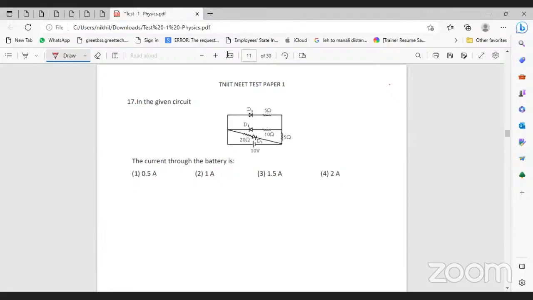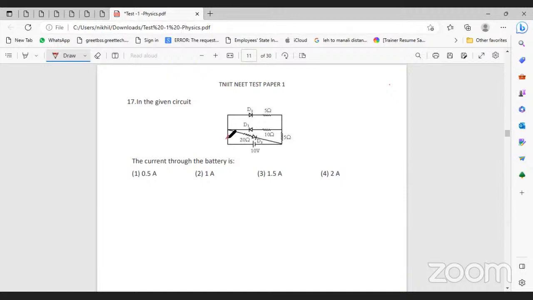Let us continue the discussion of the paper. In the last class, I hope we have completed around 16 questions. Now we are going to continue from the 17th question. In the given circuit, you have to find the current through the battery.